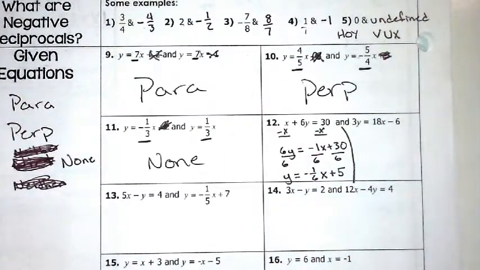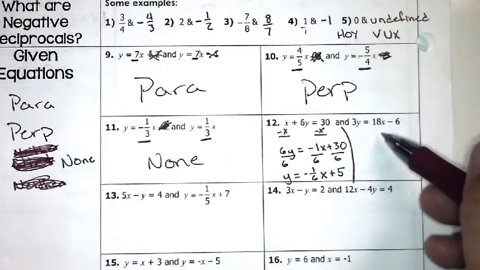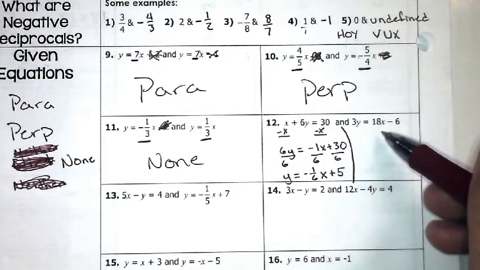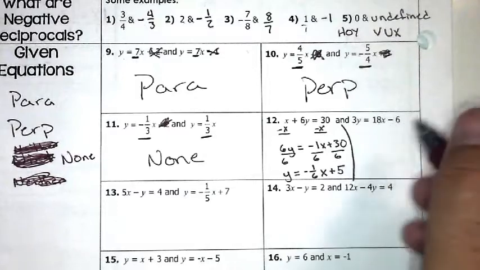What about my second equation? Is it in slope-intercept form? Yes and no. It's almost. What's the one final step I need to do? Divide by 3.